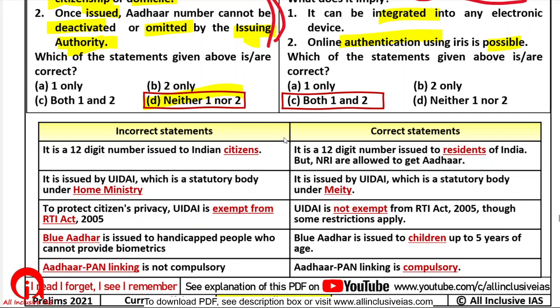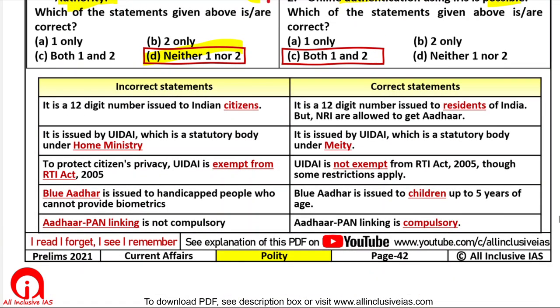Some things about Aadhaar that UPSC can confuse you. UPSC can say that Aadhaar is a 12-digit number issued to Indian citizens. No, it is issued to Indian residents. However, NRIs can also get Aadhaar. NRIs are not residents. Still, they are allowed to get Aadhaar. Fine. UIDAI is a statutory body. Yes. However, it does not come under the Home Ministry. It comes under MeitY. Right?